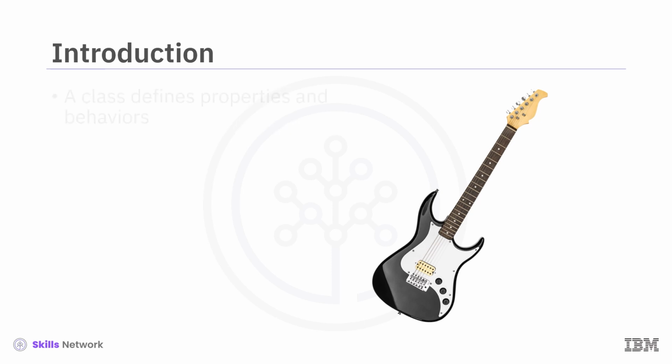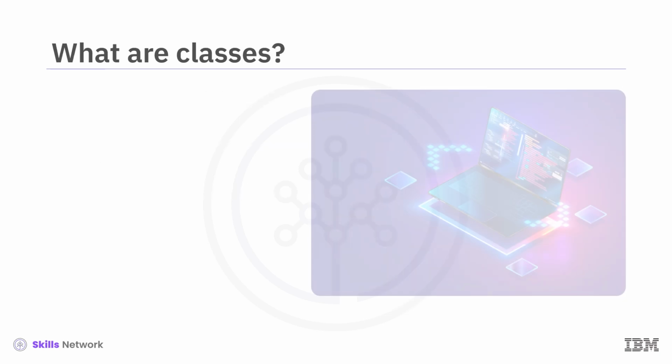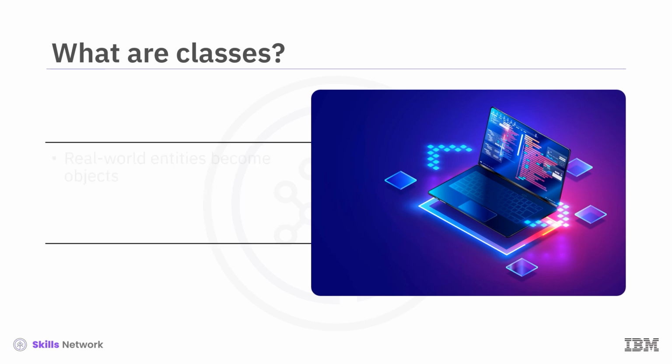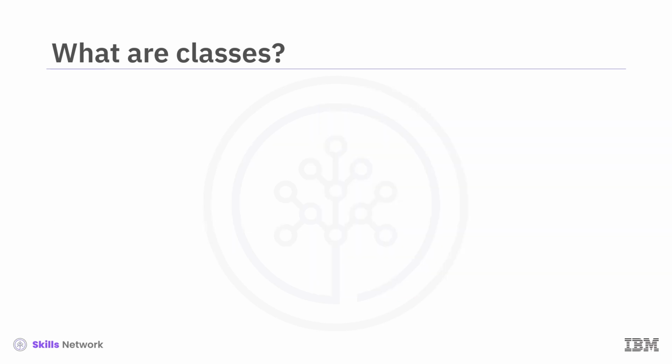Similarly, in Dart, a class defines properties and behaviors, while objects are specific instances created from that class, each with its unique state. Dart programming works with real-world entities, their data, and their behavior. When you program in Dart, real-world entities become objects, attributes represent data, and methods implement behavior. Classes are blueprints that define how an object will behave. Let's look at an example.